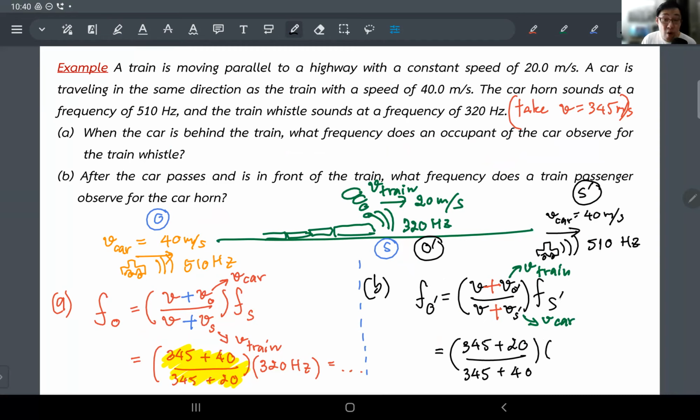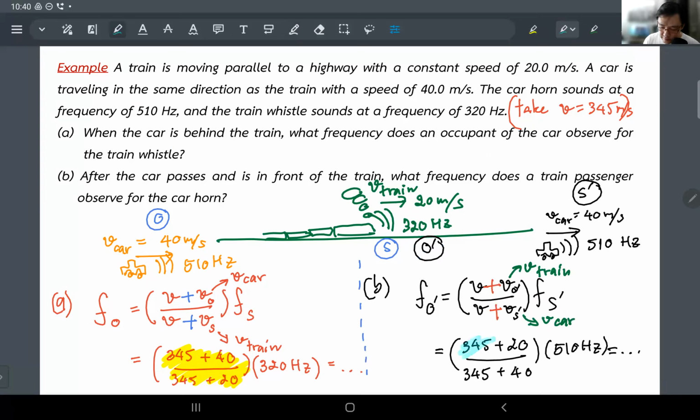And the source frequency now is going to be the horn sound from the car. Make sure that you get these numbers right. But once you get it, it's done. And once again, you can observe the value that you're getting over here.